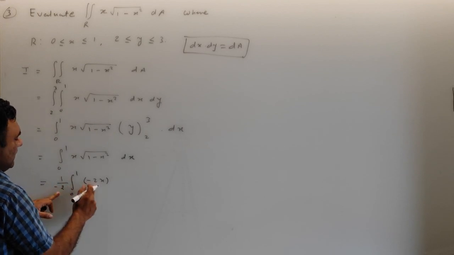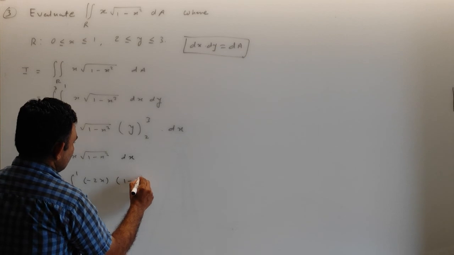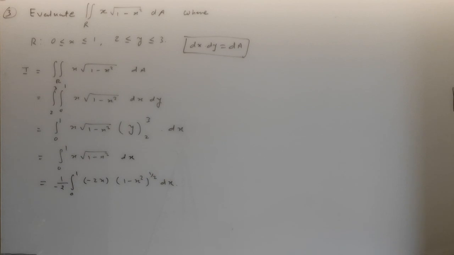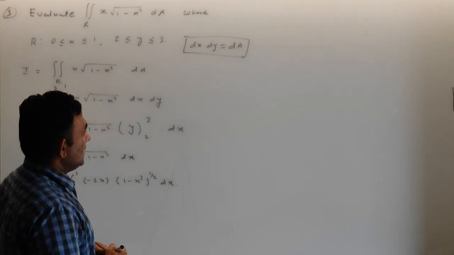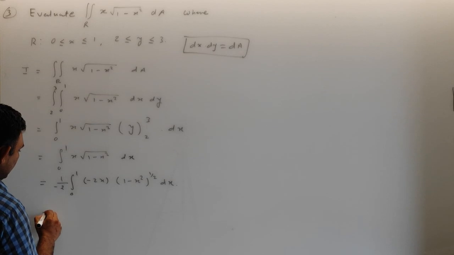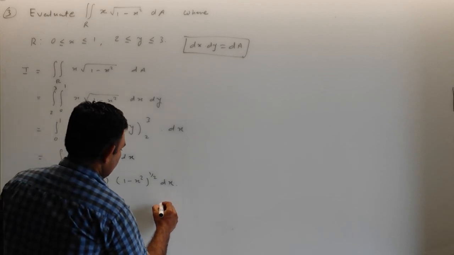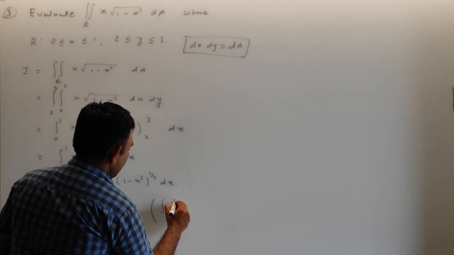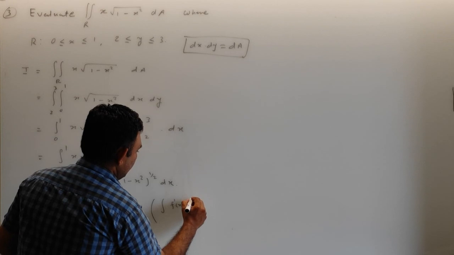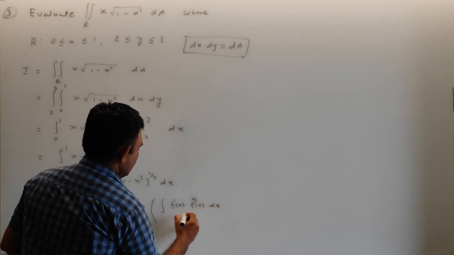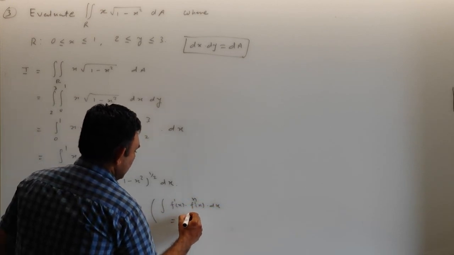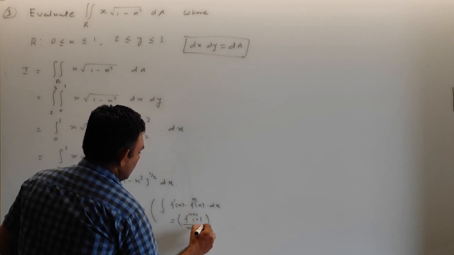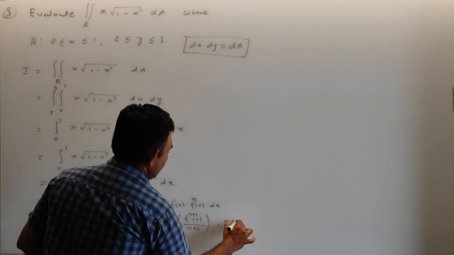So multiply and divide by minus 2, and here we have (1 minus x square) raised to plus 1 by 2. I can write it in this way, right? So now we know this formula, probably it is minus 1 by 2, and I hope all of you know this formula: integration of f dash x into f raised to n x dx is equal to what? f raised to n plus 1 x divided by n plus 1, where n is not equal to minus 1.